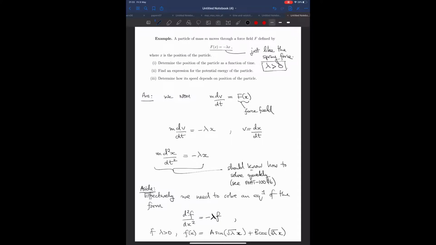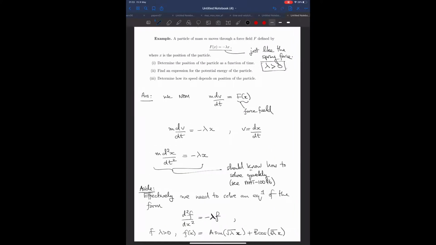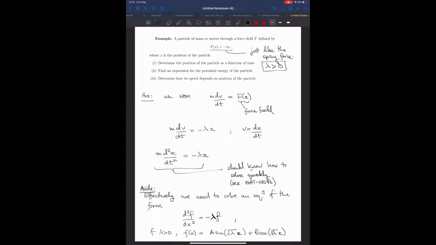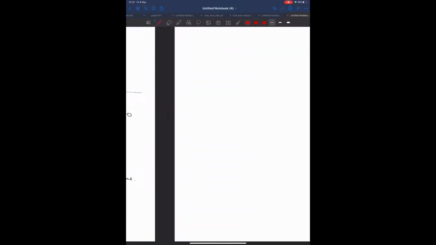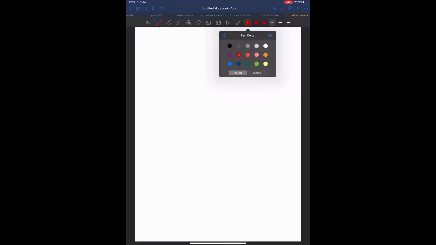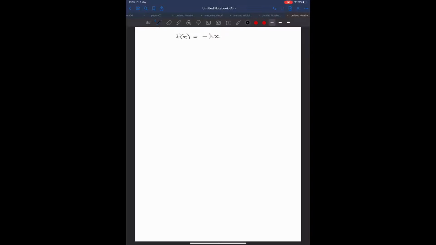Okay, next part. Let's see. Find an expression for the potential energy of the particle. Well, that's easy. Why? Because we actually know this thing here. So we know that f of x is equal to minus lambda x. We know that the potential energy for the system, so this is part 2, potential energy is this.